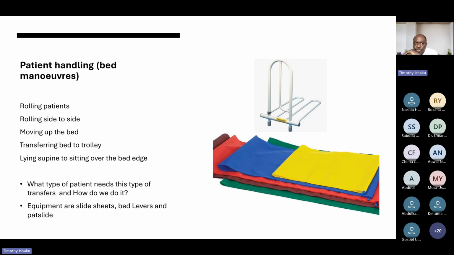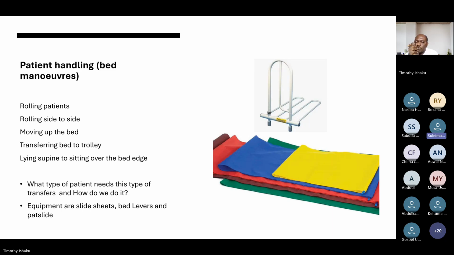Okay. So can I say quadriplegic patients? Okay, four limbs not moving. Suleiman mentioned quadriplegic patients. Yes, quadriplegic patients. But the question is, Suleiman, which one? Is it the bed levers or the slide sheet? The slide sheet, sir. Okay. And permit me, I usually ask a lot of why. Why the slide sheet?